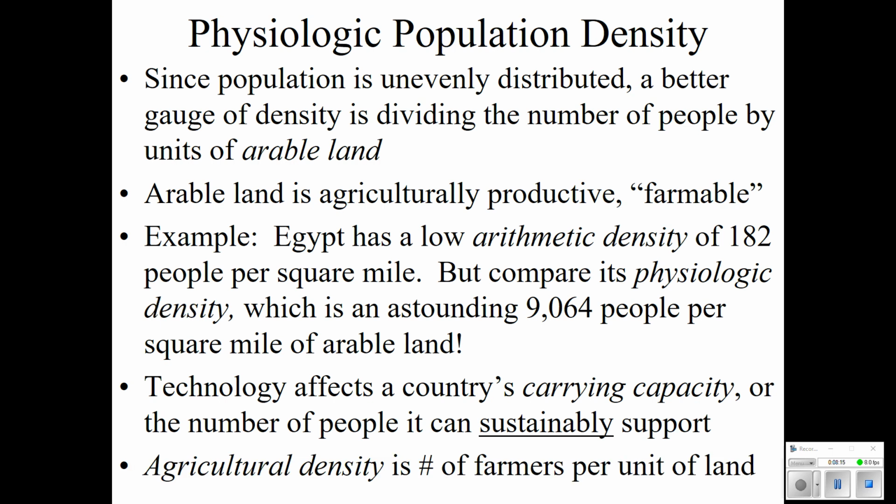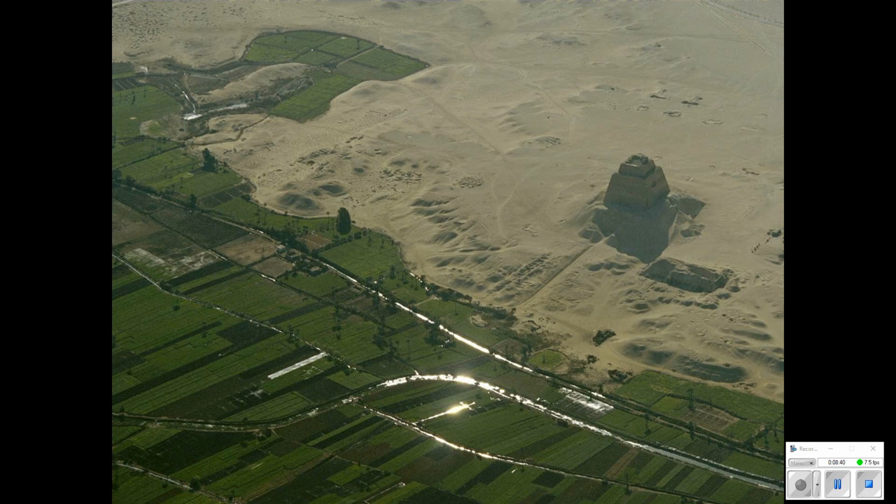There's one more kind of density that we should mention, and this is what we call agricultural density. Quite simply, this is the number of farmers per unit of land. So arithmetic density, just mass divided by volume. Physiologic density, it's the number of people per square mile or per square kilometer of agriculturally productive arable land. If it's agricultural density, it's the number of farmers per unit of land. This is a great picture of Egypt.